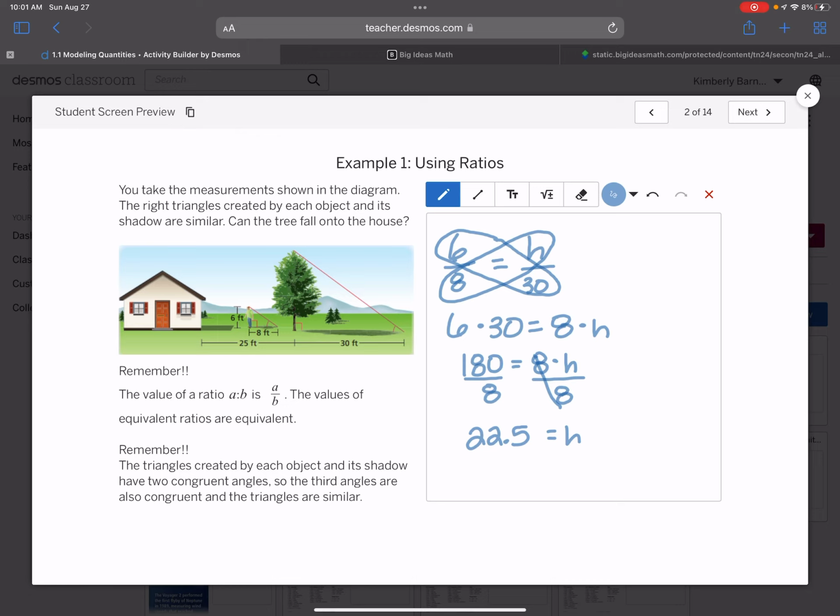So the height of the tree is 22.5 feet, which means that if it were to fall, it would not fall on the house. Because it doesn't quite reach that distance. So since it is shorter, I'll start writing on the side, then 25 feet.